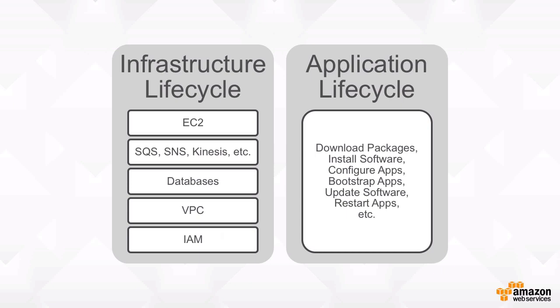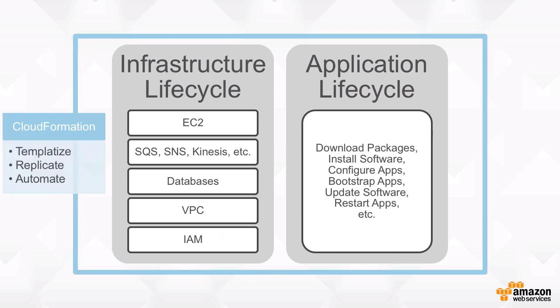So if we look at, we spoke a lot about infrastructure lifecycle, deploying things such as EC2 instances, auto-scaling groups and VPCs. But a big part of infrastructure as code is also your application lifecycle, installing packages and software that enable your applications to run, and updating that software and restarting applications when you've done updates, etc. CloudFormation can be used for both of these, and this is using that CloudFormation Init, or CFN Init as we'll call it, feature that I mentioned earlier.